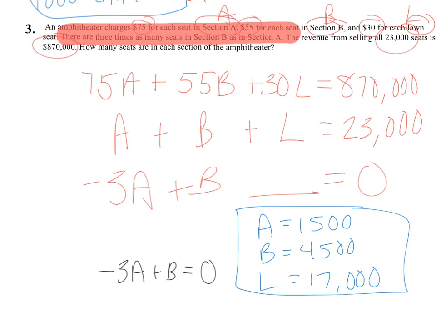One thing we can verify, it did say that there are 3 times as many seats in section B as there are in A. And yes, right here, we do have 3 times as many seats in section B as we do in A. That's it.